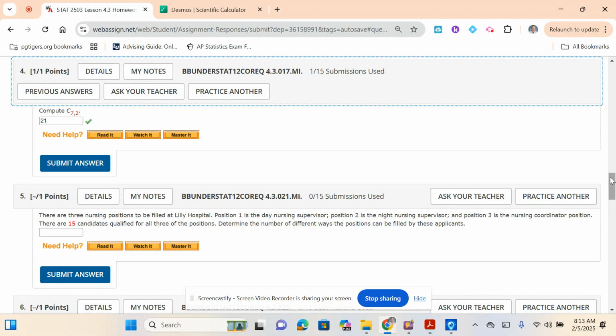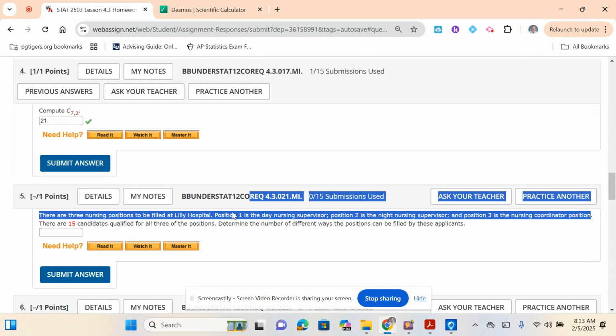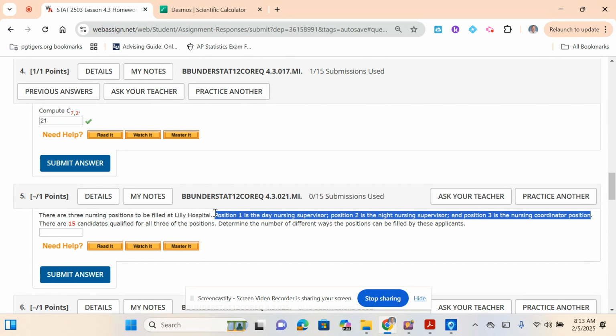So the question we have to ask ourselves first: does the order matter in which they're selected? Let's think about this. Is there a difference between the people that are selected? Position 1, position 2, position 3. Will there be a difference between the people that are selected, in terms of what position they would have?